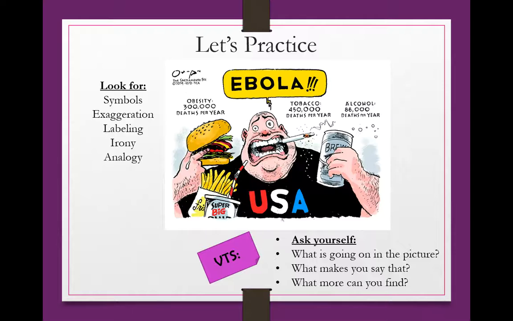A couple of the labels include the number of deaths from obesity, tobacco, and alcohol, and the exaggeration of his response over Ebola versus the hundreds of thousands of deaths that are brought on by our unhealthy behaviors. So think about what is going on in the picture, what makes you say that, and what more can you find.